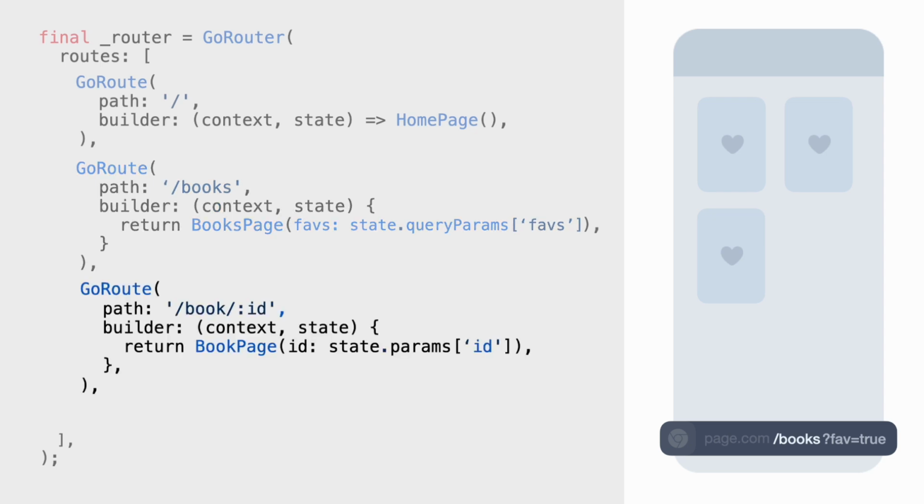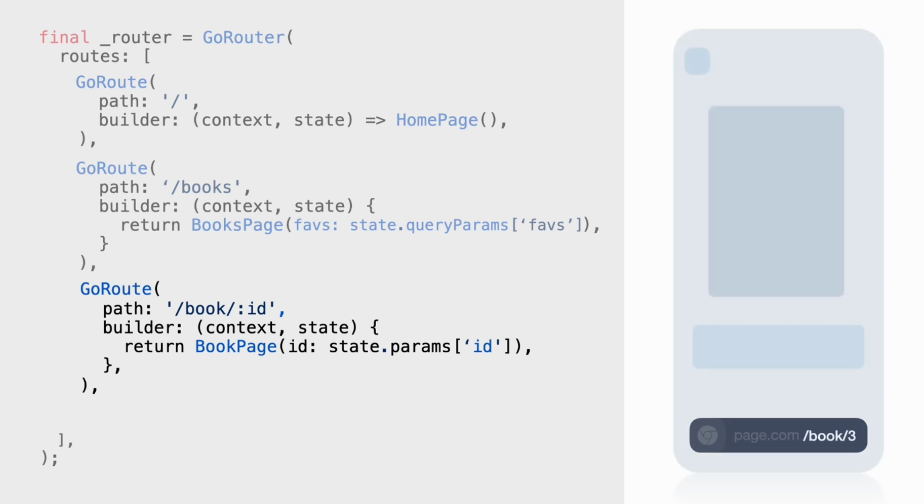We can also define custom parameters inside our path. Imagine we want to create a new route to display the details of each book. We could add a path named book that contains a variable with the ID of the book. Variables inside the path need to be defined by preceding them with a colon. So now, if we navigate to a URL for the book with ID 3, its information will be displayed on the screen.